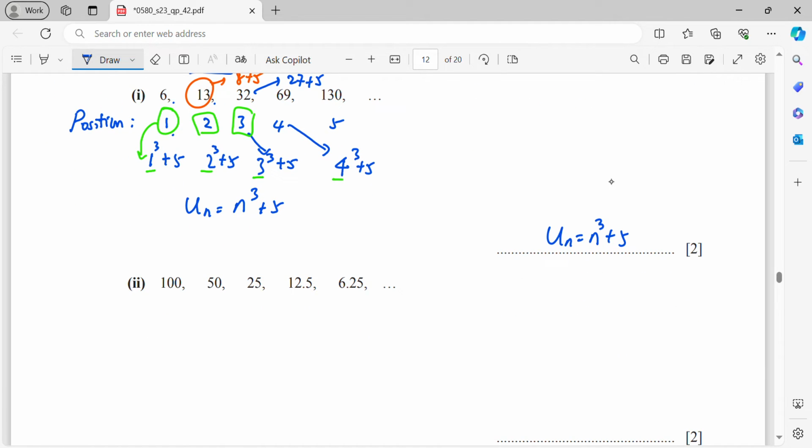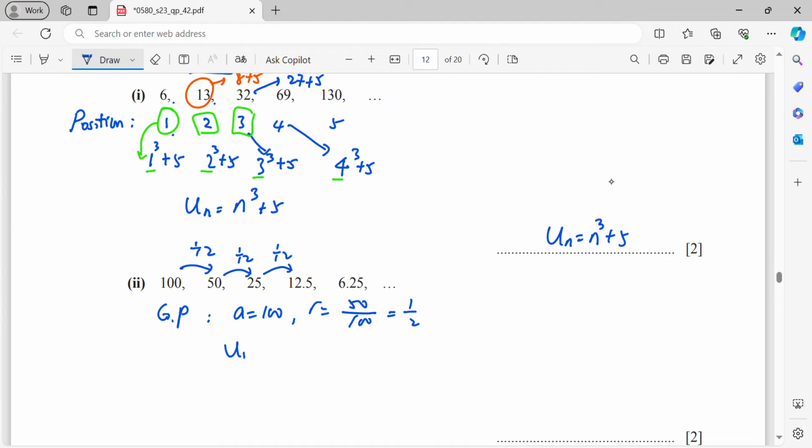Now for part 2: 100 drops to 50, then drops to 25, drops to 12.5, drops to 6.25. I know that all of this you divide by 2. It will be half of the previous value. Since this decreases by half, or you can say that it is just divided by 2, this is a geometric progression. Your A is 100, then the R equals 50 over 100, which is half.